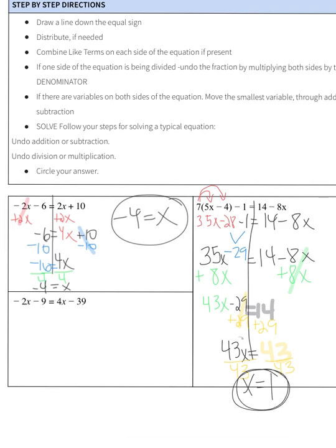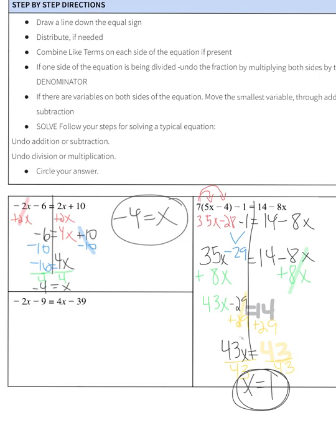And something you can do if you are feeling a little bit unsure is once you have your answer, remember you can always plug this back in, substitute it in, and see if you get the same answer on this side as you do on this side. If you do, you know you did it correctly, okay? So don't be afraid to check your work by plugging your variable into the equation.